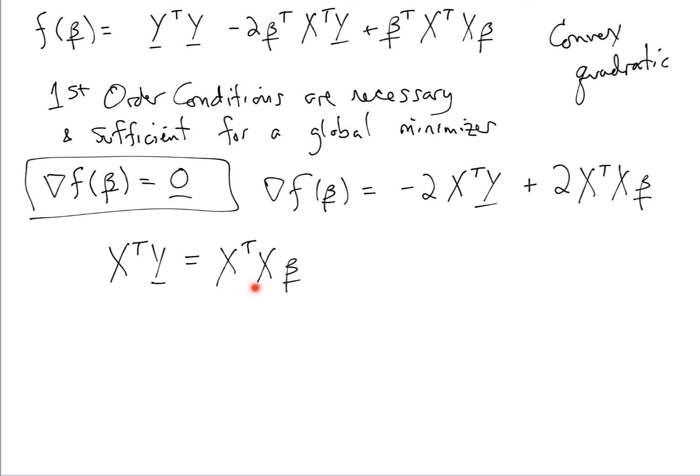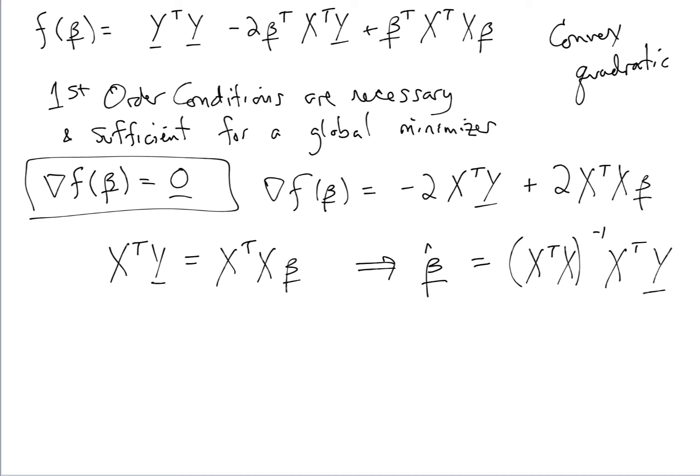And if X transpose X is invertible, we have beta, our beta hat, by multiplying both sides of this equation on the left by X transpose X inverse. We get X transpose X inverse times X transpose Y.